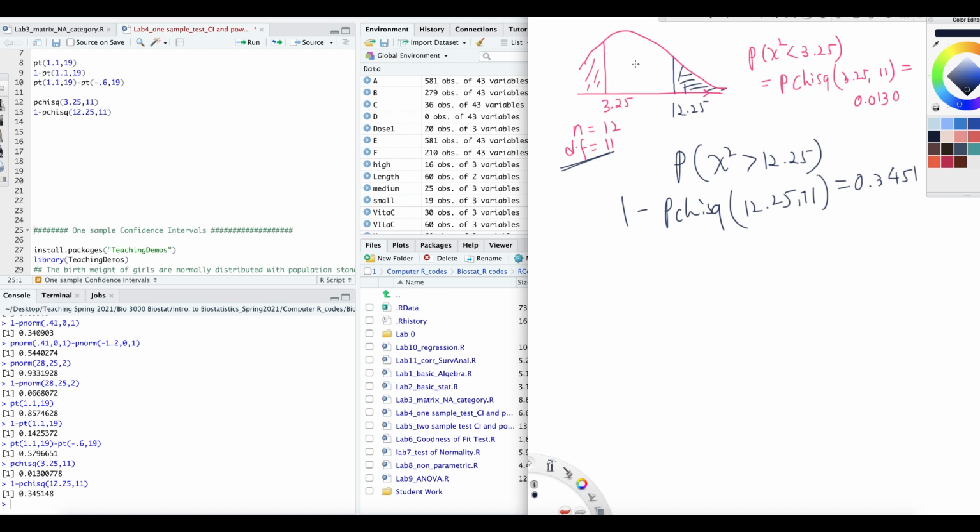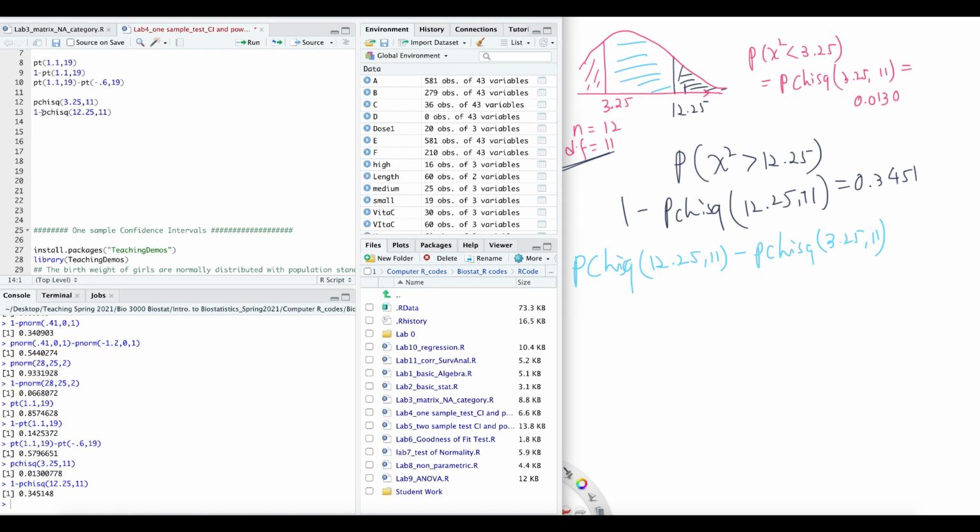Okay, guys. So if you want to find out the middle area, how do you do that? It is p chi-square, because p chi-square always finds the area to the left, 12.25 with 11 degrees of freedom, minus p chi-square of 3.25 with 11 degrees of freedom. If you do that, what do you get? So this is what you get.